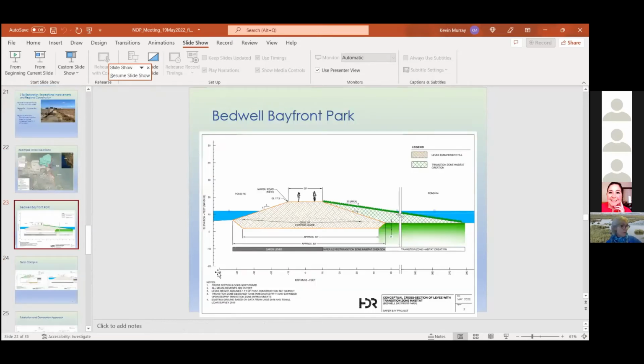At Bedwell Bayfront Park, we will need to raise the levee and design it to FEMA standards. We will increase the transition zone in the area, and the details of this to be determined in consultation with our partners at the Refuge and Salt Ponds Restoration Authority. Next slide.